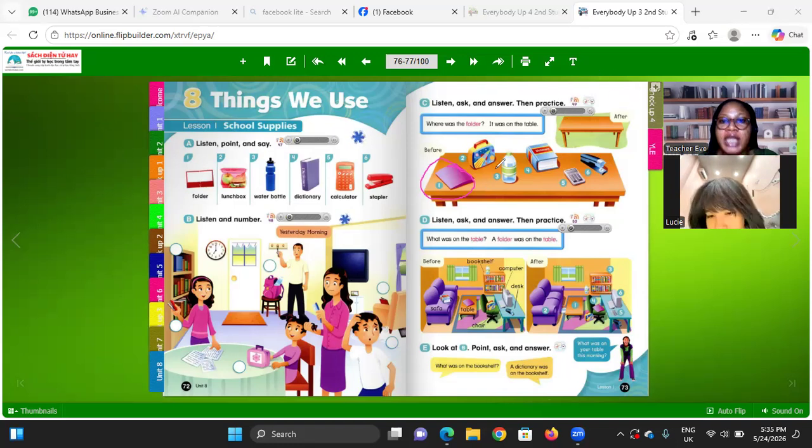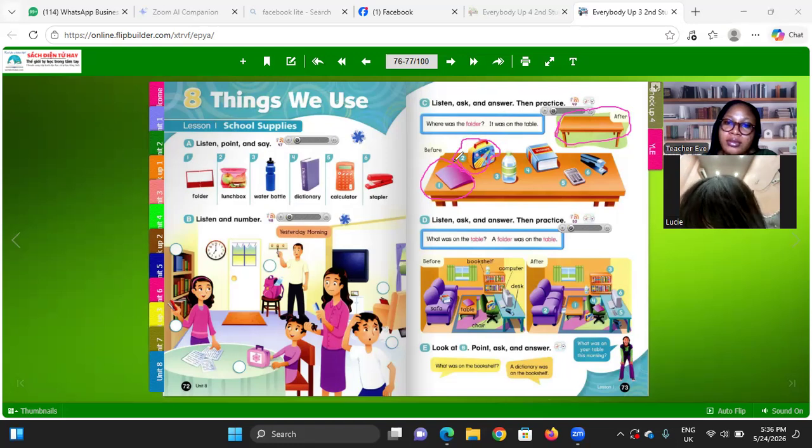Okay, so it's no longer on the table. Look at it here. Look at the table now. This is the table now. But before, this is how the table looks like. So now there is nothing on the table. So if I ask where was the father, your answer should be it was, past tense, because it's no longer on the table now. You say it was on the table. Okay? Good.